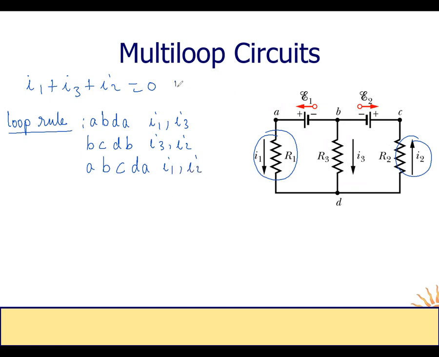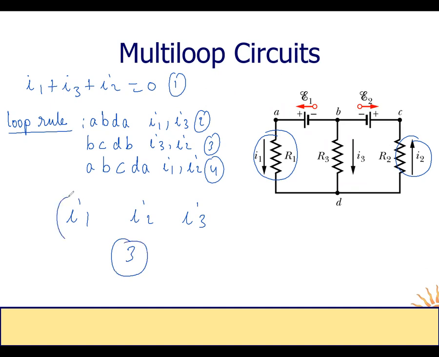Anyway, we have equations 1, 2, 3, and 4. I need only 3 equations to find the values of the currents because we have 3 unknowns. I will choose this one and this one. Okay?